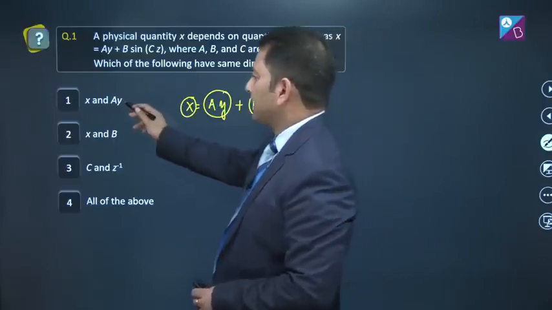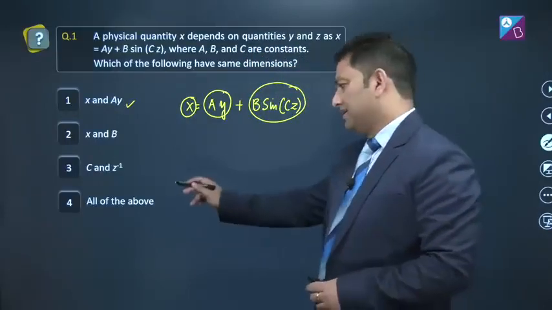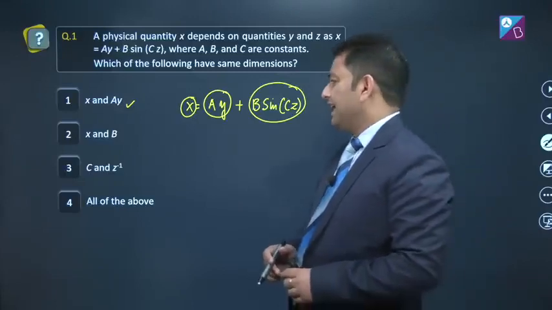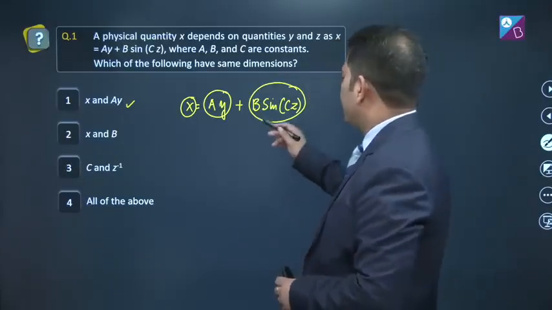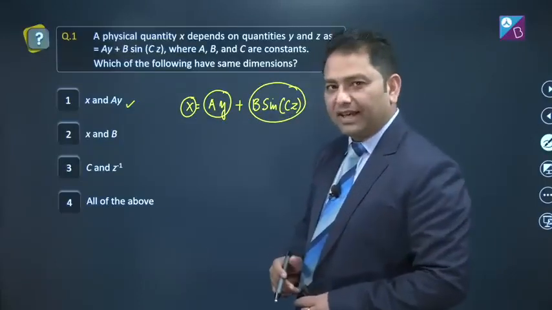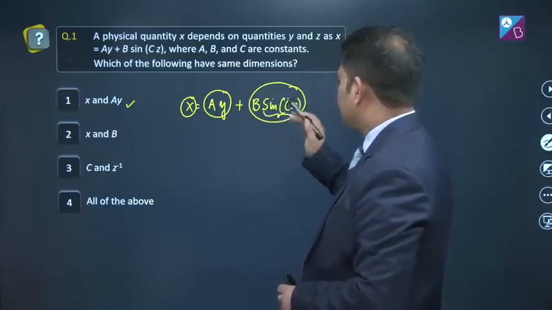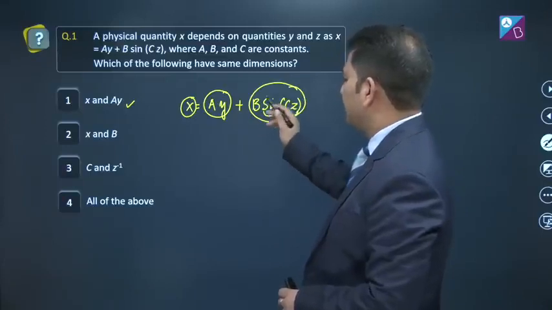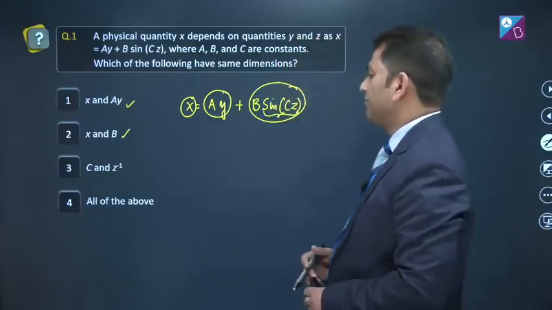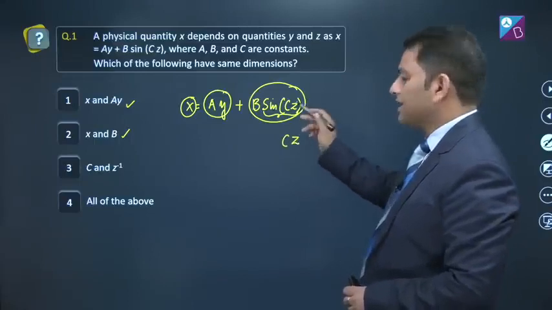तो पहला option तो सही है, x and ay they have the same dimension. But option number 4, all of the above है, so we need to verify each and every. x and b आइए देखते हैं. ये तो हमें पता चल गया कि this quantity have the same dimensional formula as that of x. और ये भी तो पता है this entire sine that is dimensionless. So therefore b and x must have the same dimension. This is also correct.